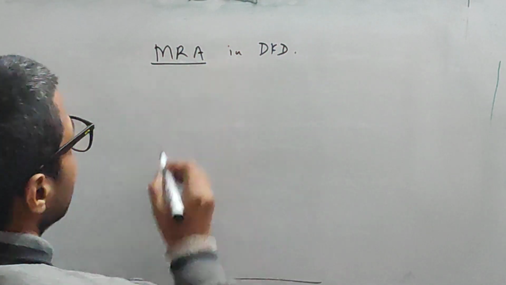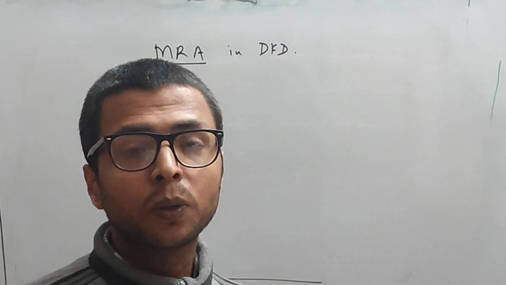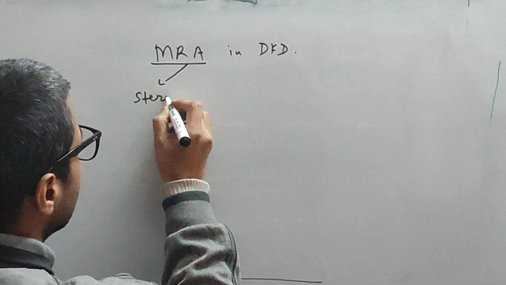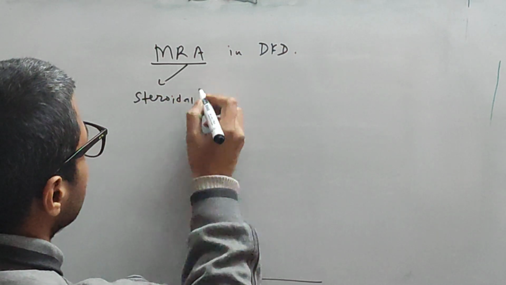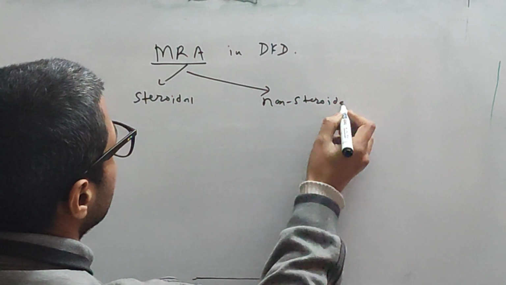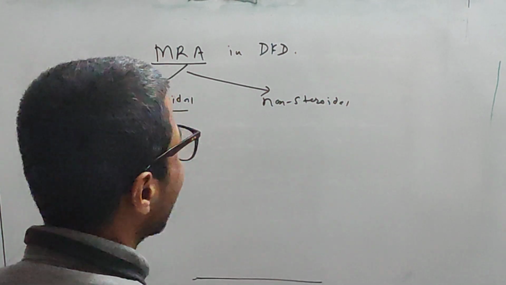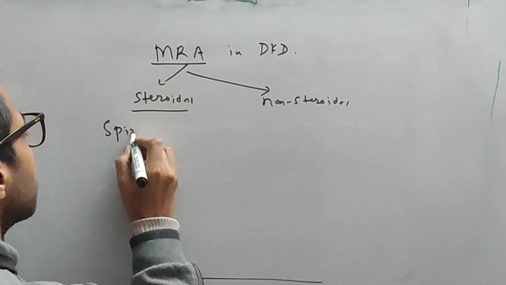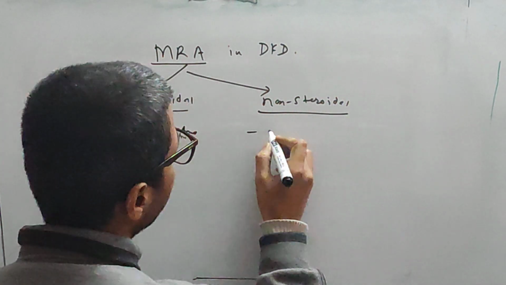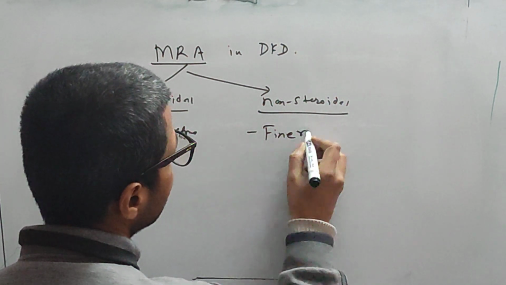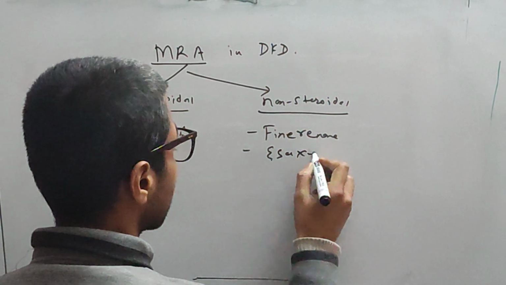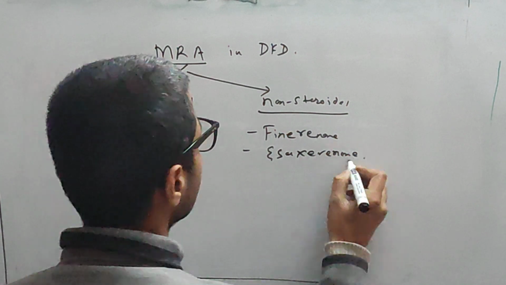So what are the different mineralocorticoid antagonists that you know? One is a steroidal compound, and another is a non-steroidal compound. So what is the steroidal MRA that you know? Spironolactone. And the non-steroidal molecules are finerenone and esaxerenone.